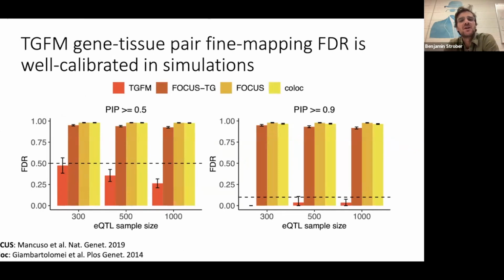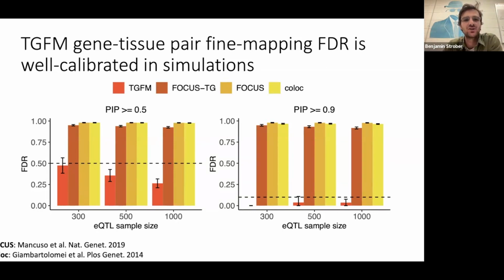And first what we do is we compare TGFM to two existing approaches that do some form of gene fine mapping. One is called FOCUS and one is called COLOQ. And while neither of them were built to do tissue gene fine mapping, they were built to try to identify whether or not a given gene is causal. In the case of FOCUS, it could be immediately extended to the case of tissue gene fine mapping, which we call FOCUS-TG. So we compare TGFM, which is in red, to these three alternative approaches, and we look at how calibrated they are in identifying causal gene tissue pairs in simulations.